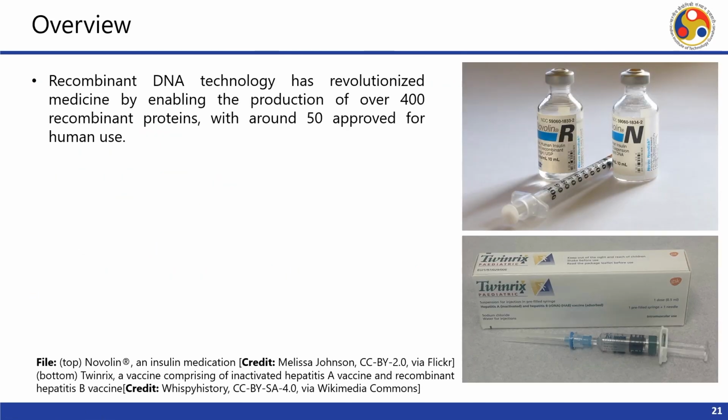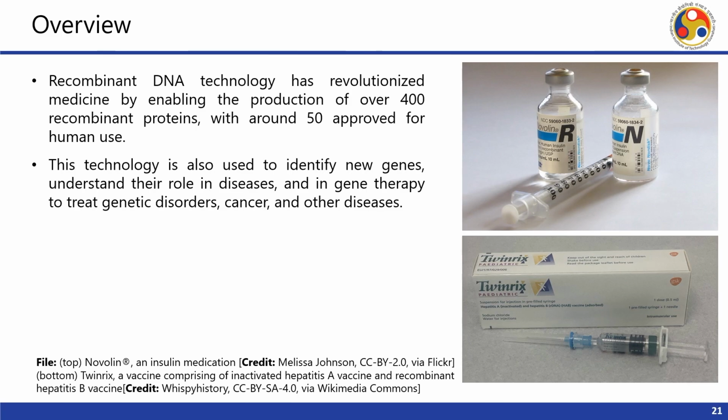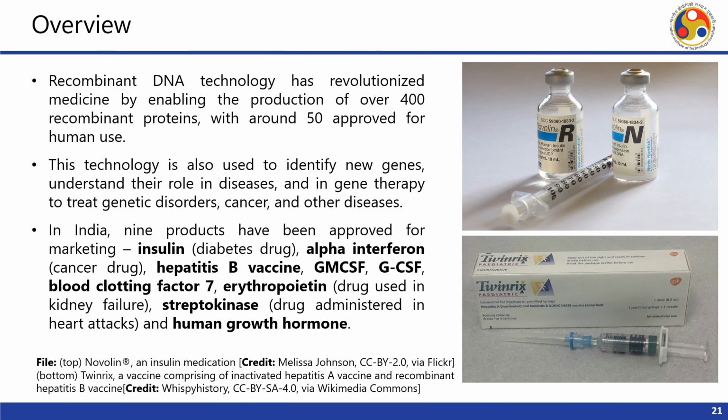So, in this picture we can see Novolin, which is a kind of insulin, and then we have Twinrix, a vaccine comprising inactivated hepatitis A vaccine and recombinant hepatitis B vaccine. Recombinant DNA technology has revolutionized medicine by enabling the production of over 400 recombinant proteins, with around 50 already approved for human use. This technology is also used to identify new genes, understand their roles in diseases and in gene therapy, to treat genetic disorders, cancer and other diseases.